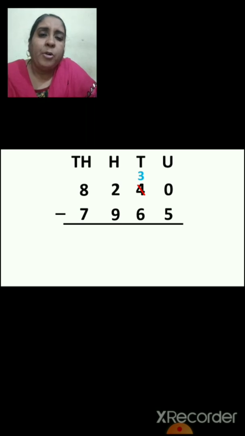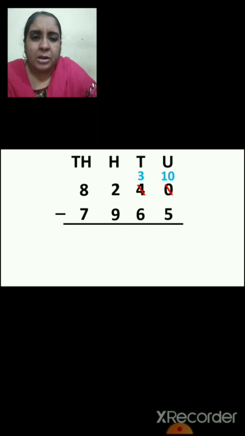So what will you do? You will cut 0. What will come in units place now? 10. Now up bigger number 10 and down smaller number 5. Now you can subtract. So 10 minus 5 is how much? Yes, 10 minus 5 is 5. Very good. Now we will see tens place number.